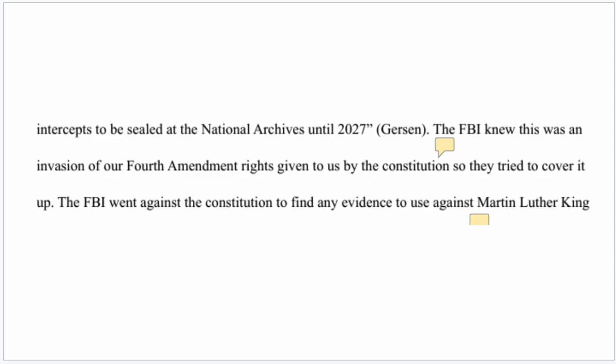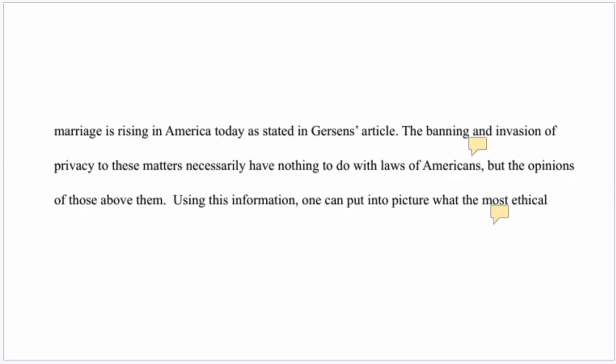I have a few examples to demonstrate how we revise for correctness. So look at this first sentence with me. It says, "The FBI knew that this was an invasion of our Fourth Amendment rights given to us by the Constitution, so they tried to cover it up." According to our sentence pattern knowledge, what do we need to do with this sentence? Obviously, so is a fanboy: for, and, nor, but, or, yet. So we need to add a comma right here. Part of the function of sentence patterns is to know if we have our punctuation correct.